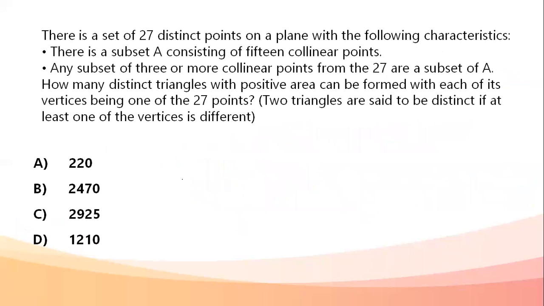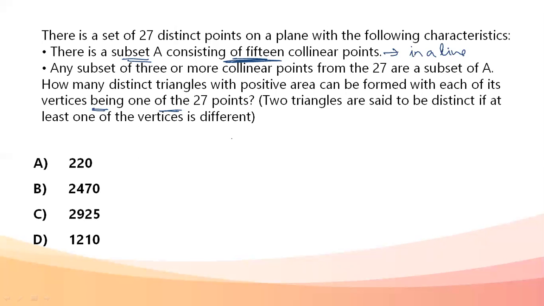Next, there is a set of 27 distinct points on a plane with the following characteristics. Subset of A containing 15 collinear. Okay, collinear means in a line. Any subset of 3 or more collinear points from 27 are a subset of A. How many distinct triangles with positive areas can be formed with each of its vertices being one of the 27 points? Two triangles are said to be distinct if at least one vertex of them is different.